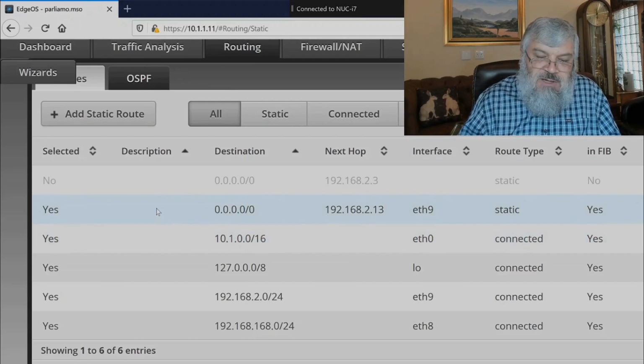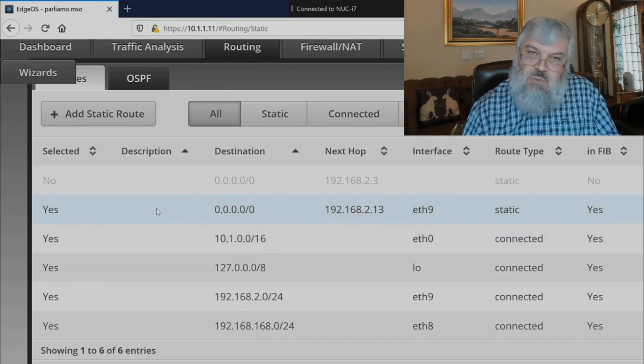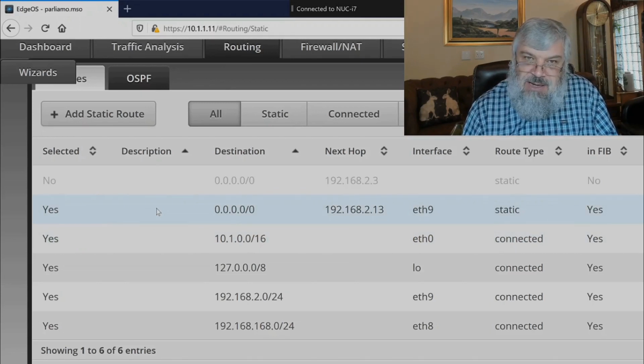And the very first entry in this table is one that says if you want to send it to anywhere else. Now, why 0.0.0.0/0 means anywhere else, why that is the default gateway, is also something that we will discuss in the next video. But that basically says the default gateway for this is 192.168.2.13. And just as an aside, if you want to get to that particular network, you can send it out via the Ethernet 9 port.